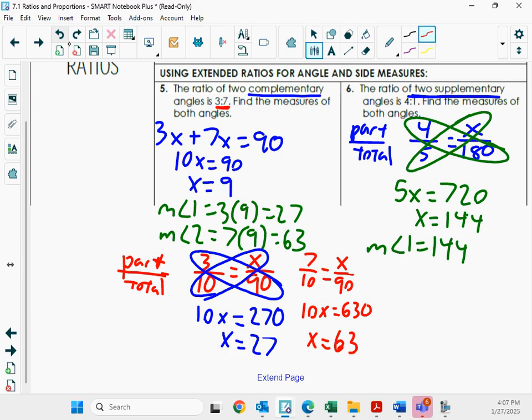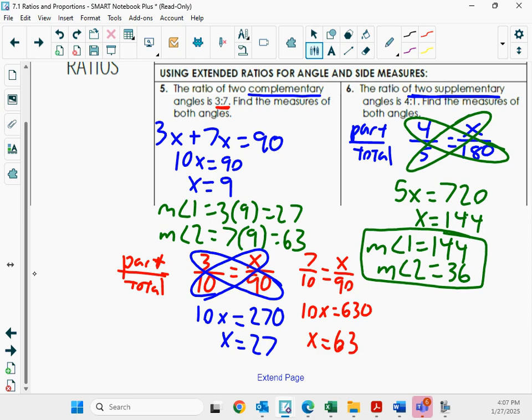Now I could do the exact same thing. 1 over 5 equals x over 180. And that would get me angle 2. But there's no need because I know they have to add to 180. What's going to add 144 to 180? That's going to be 36. Those are my two angle measures.